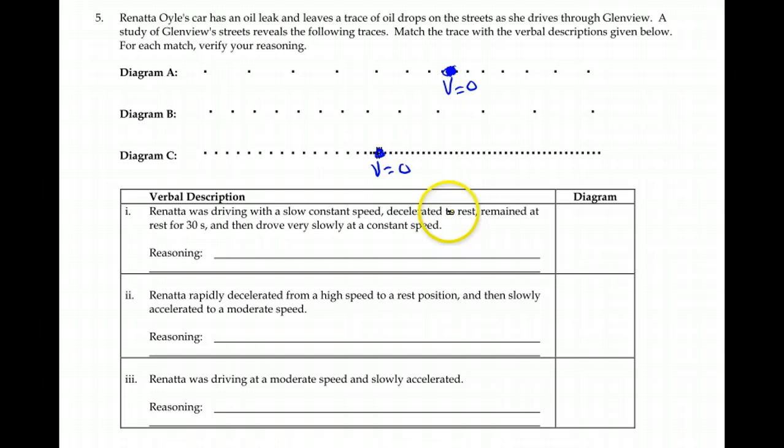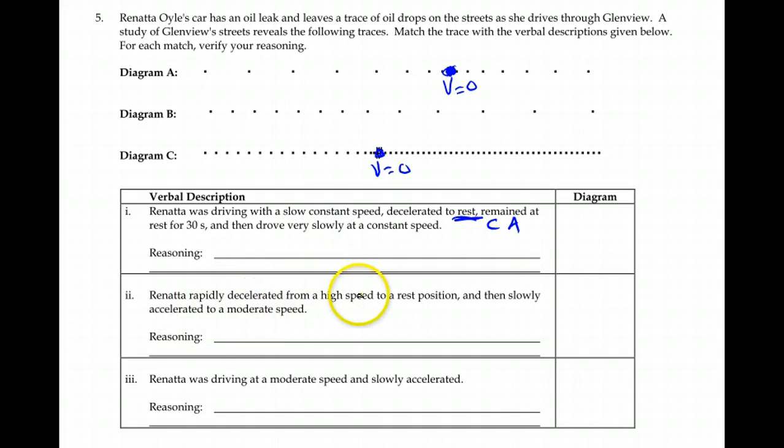So we're going to look for places where it says rest. Here's a rest. That's probably going to be either C or A because they both have signs of rest. We'll have to figure out which one it is. Slow constant speed, went to rest, remained there for a while, so there's the big drops, and then drove very slowly at a constant speed. So we need something that slows down and then moves away at a constant speed. Well, let's come back to that one.